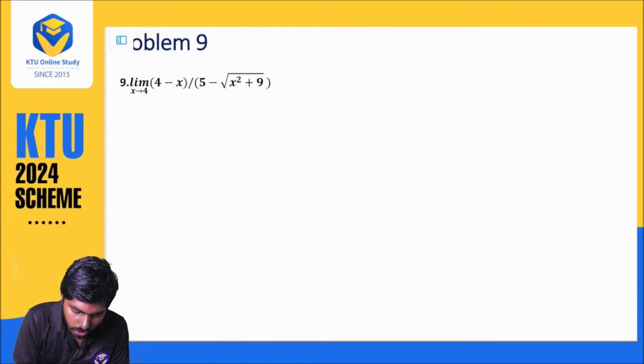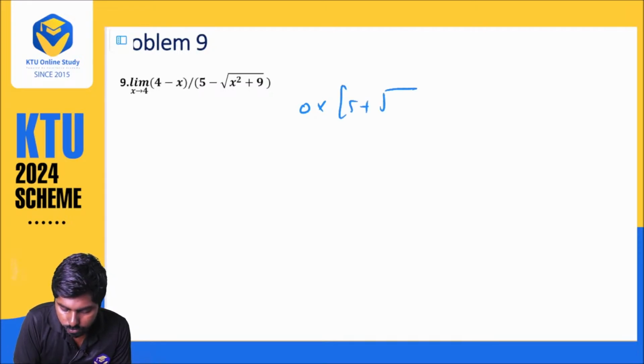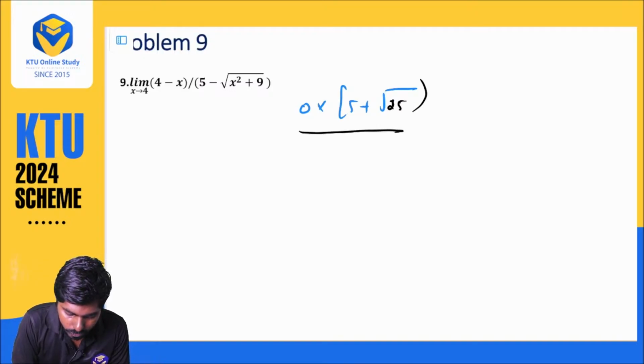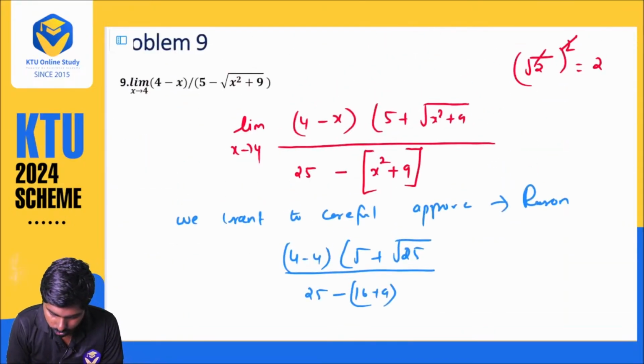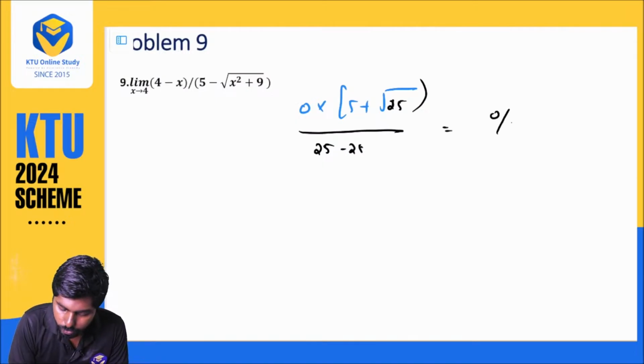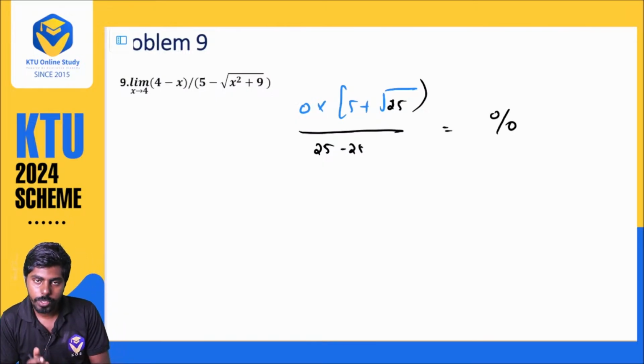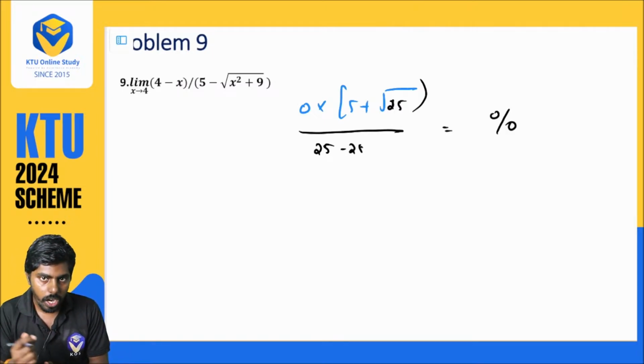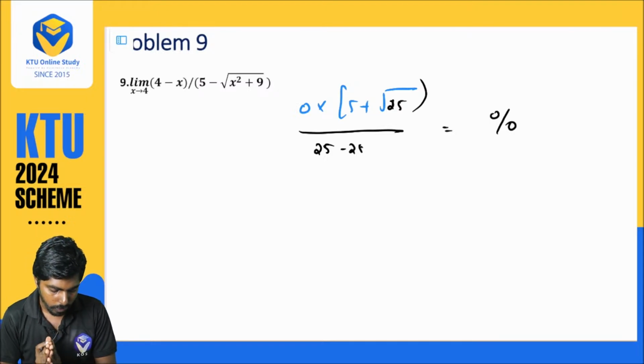So what we will be getting? 4 minus 4, that is 0, into 5 plus root 5 plus 10. Here 25, we will be getting 25 minus 25. See, 25 minus 25, 16 plus 9 is 25. So here also we are getting 0 by 0 form. Now we know, because we have done the conjugative multiplication. Step number 1, we have done the conjugative multiplication. Now you know how to cancel the power by doing simplification.